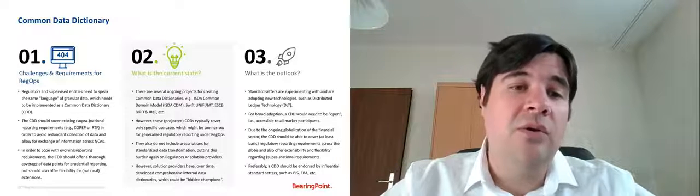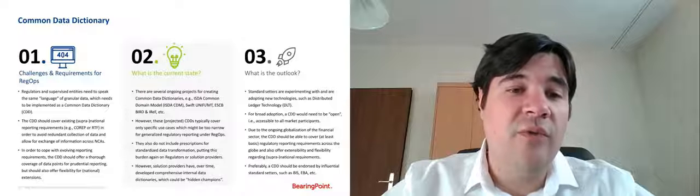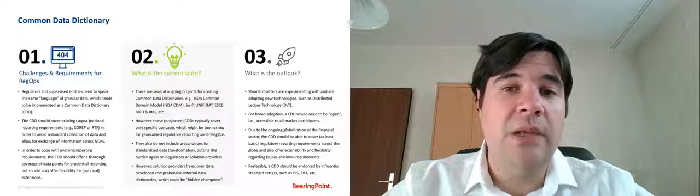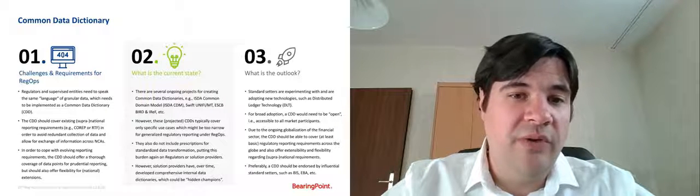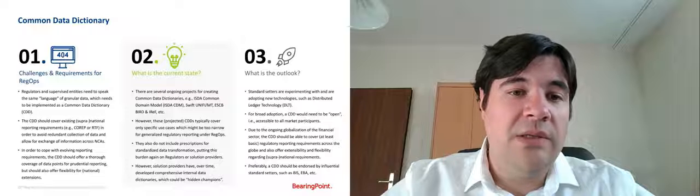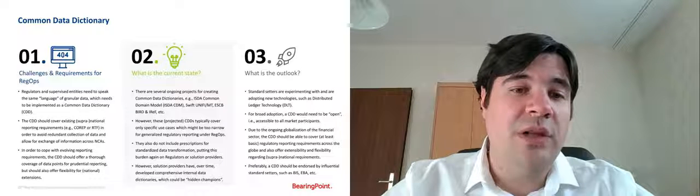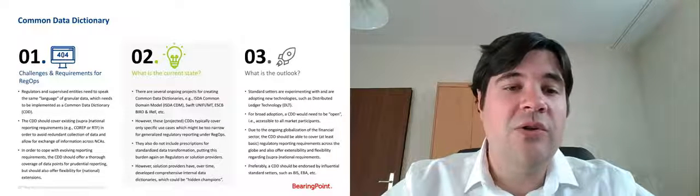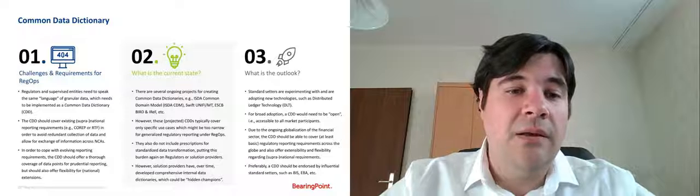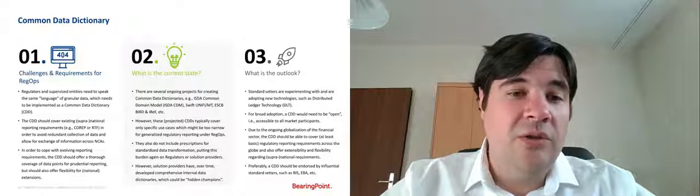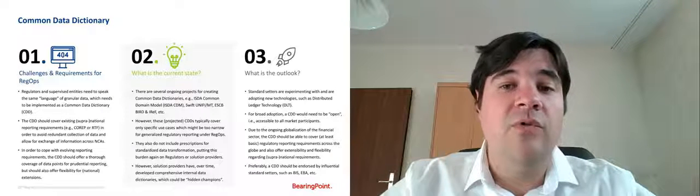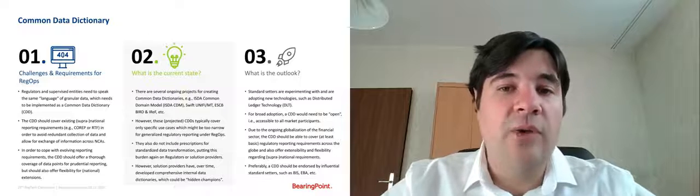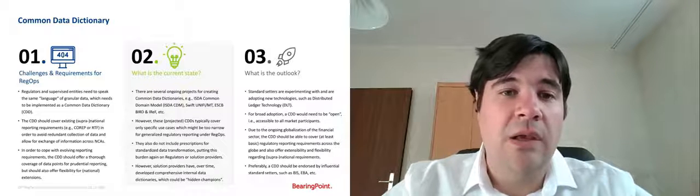The CDD should also be able to cope with evolving reporting requirements. That means that it should both cover the most important data points for prudential reporting in general, but should also be able to cope with regulatory change by incorporating, for example, national or new supranational extensions.